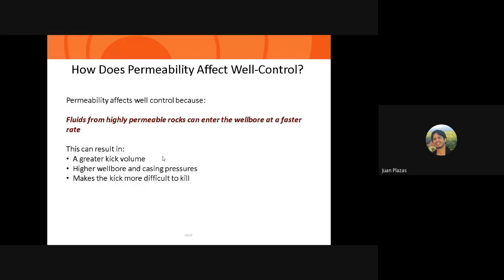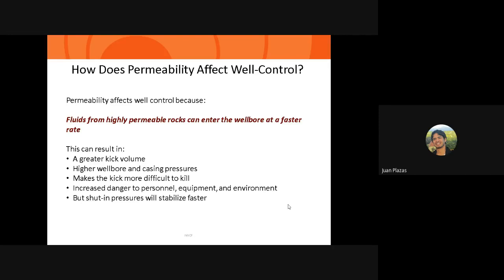The more permeable the formation, the higher the wellbore pressure, so the bigger the influx. The bigger the influx means that you lose more hydrostatic pressure in the annulus. Therefore, your surface casing pressure will be higher than expected. That makes a kick much more difficult to handle and control, and also increases the danger to personnel, equipment, and environment.